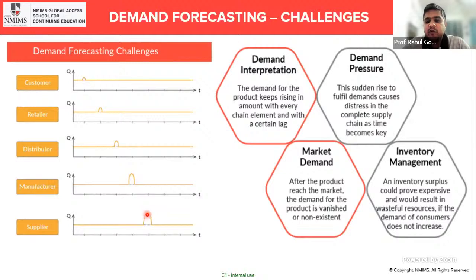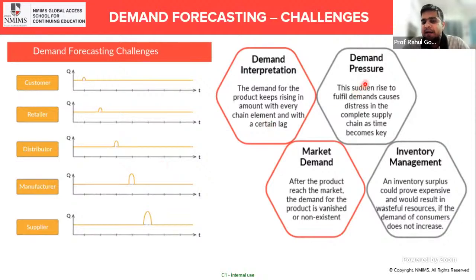Similarly, the manufacturer. Each one of them is adding a certain amount from their end, because they don't trust the demand which is coming from the downstream partner. So this impact, wherein every element in the supply chain is adding or creating an inflation in the demand, is called the bullwhip effect. And this is the core learning that you are also going to do in your simulation of the root beer game, and you will notice this kind of bullwhip effect at play there.